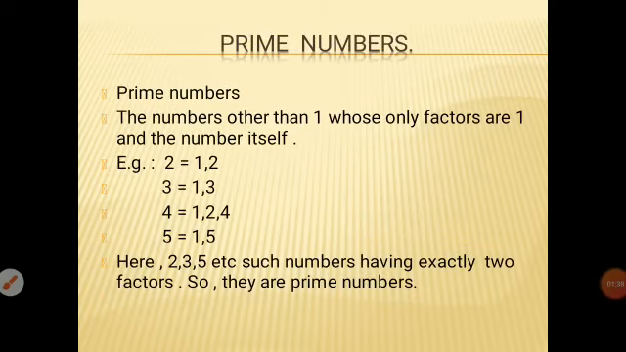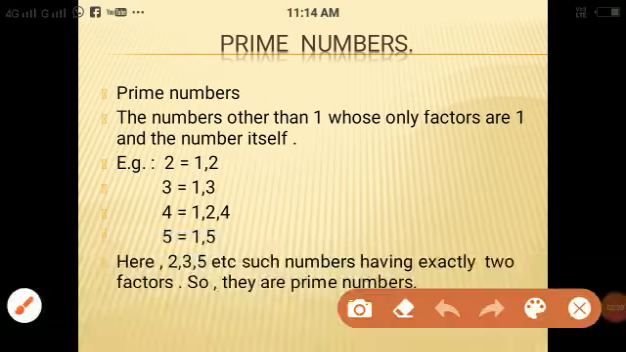Now the next topic is prime numbers. Prime numbers means the numbers other than 1 whose only factors are 1 and the number itself. That means numbers having exactly 2 factors are prime numbers. So let's see with the help of examples. Here I have taken some examples, that is 2, 3, 4 and 5. We have to find the factors. For 2, 2 ones are 2 and 1 two is 2. Here exactly 2 factors.